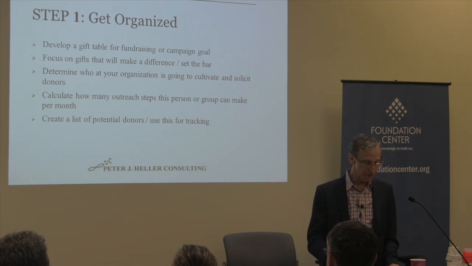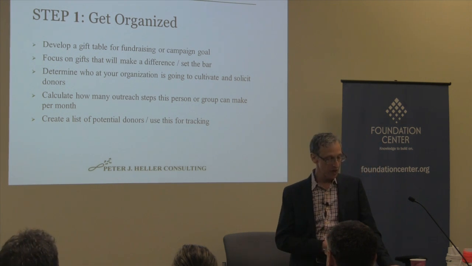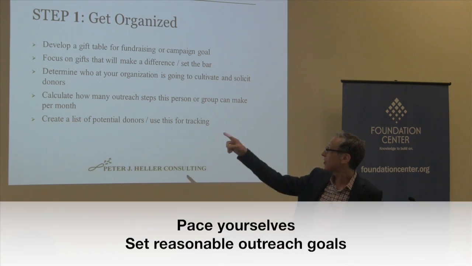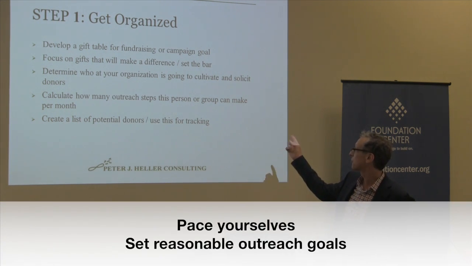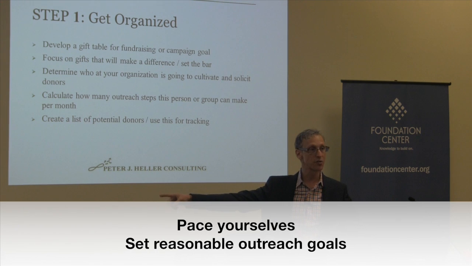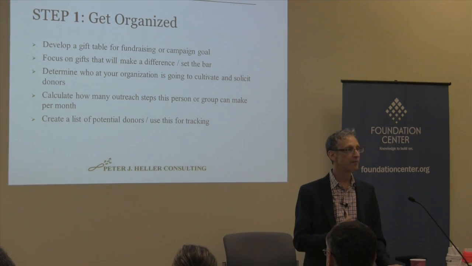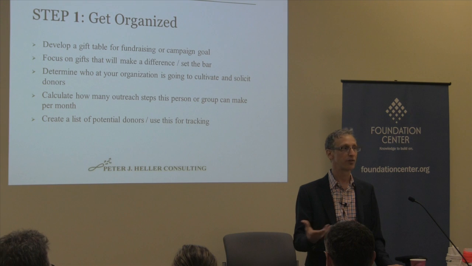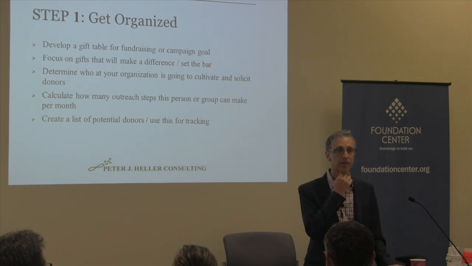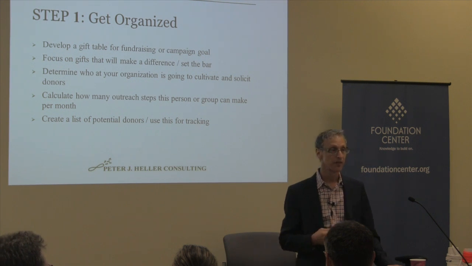And then the two final things that I've got here are this one: calculate how many outreach steps this person or group can make per month. I have a spreadsheet up here that you'll get at the end that shows you a metric of that. And can anybody think about why it might be important to calculate what you can do? It's time management. Yes, very much so.